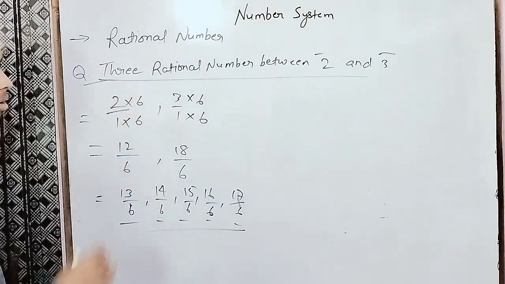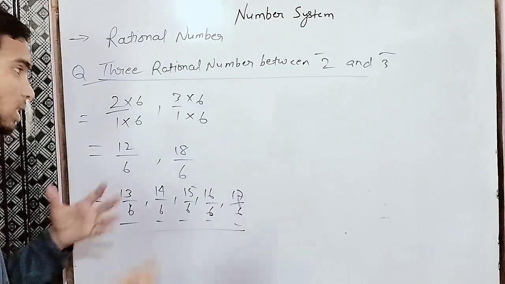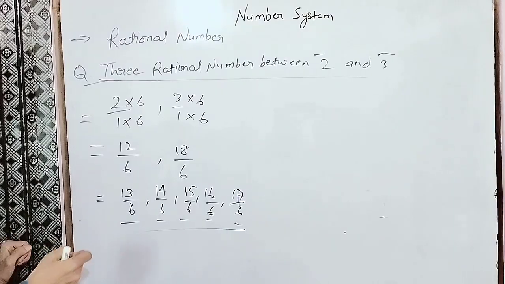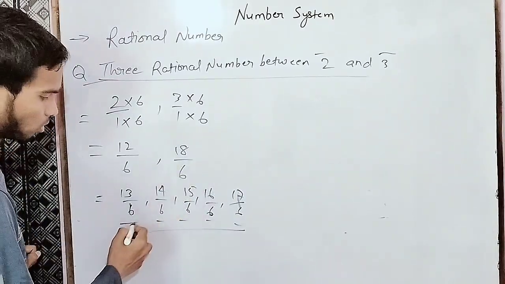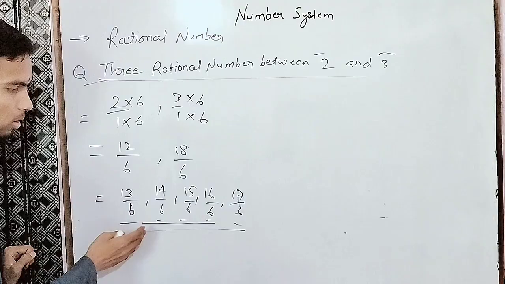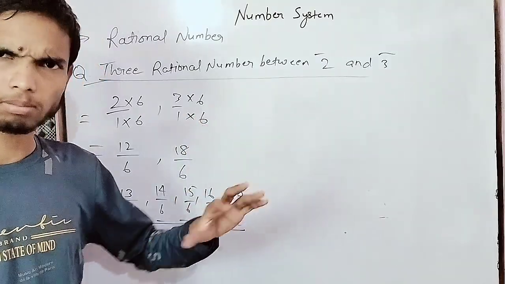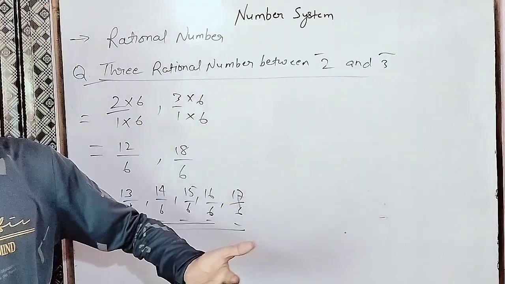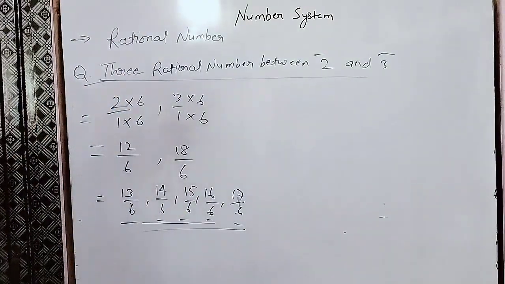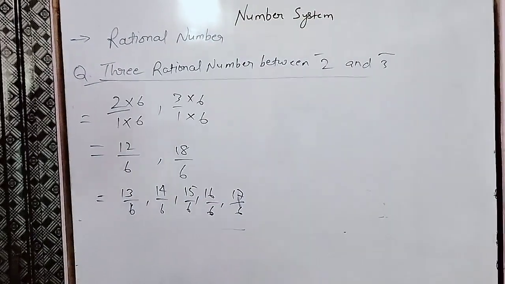So according to the question, let's look at what the question is saying. We wanted 3, so you can write any 3 from this. That's how rational numbers are found between any two rational numbers. Clear? Have a look.